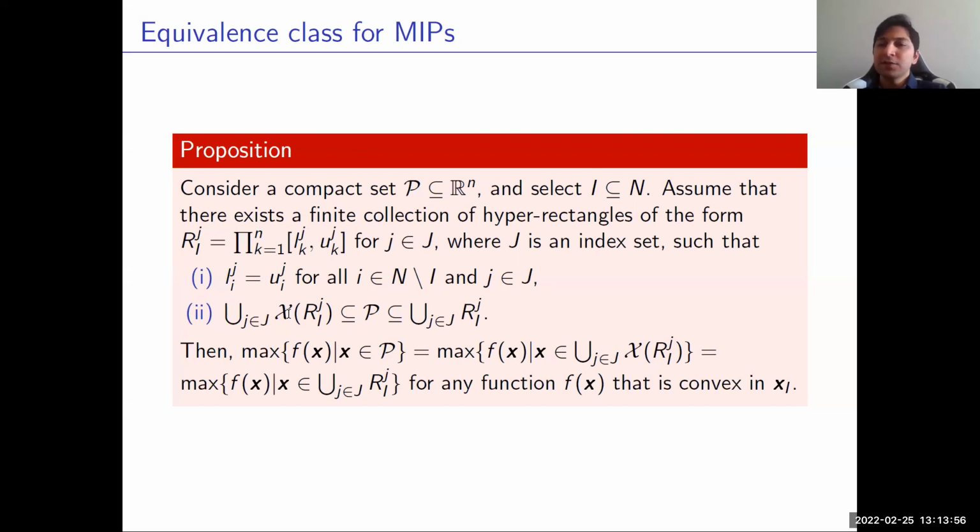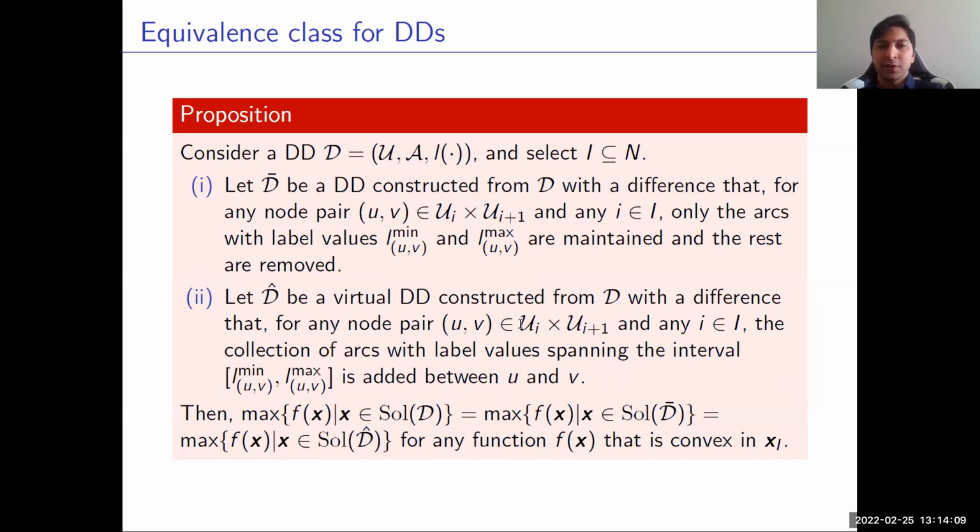So this provides an equivalence class because all these sets P between these two quantities will have the same optimal value with respect to f(x). So we can extend this for decision diagrams as follows. Assume that we have a decision diagram D with node layers U, arc layers A, and the label function L. And we select a subset of variable indices, or for decision diagrams, it is a subset of the arc layers. Then we build two decision diagrams from D, D bar and D hat, as follows.